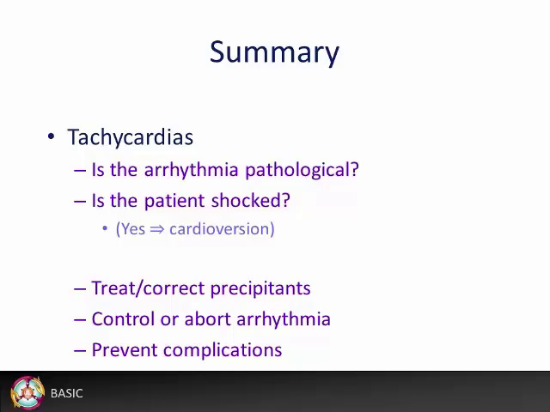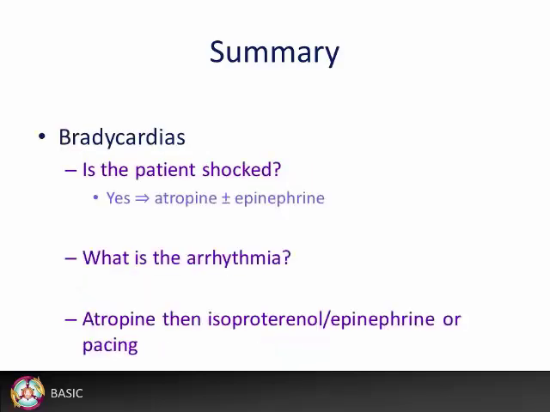In summary, for tachycardias, the key questions are, is the arrhythmia pathological and is the patient shocked? Treatment aims are to treat or correct any precipitants, control or abort the arrhythmia, and prevent complications. For bradycardias, the key questions are, is the patient shocked and what is the arrhythmia? If the patient does not respond to atropine, consider isoproterenol or epinephrine infusion or pacing.